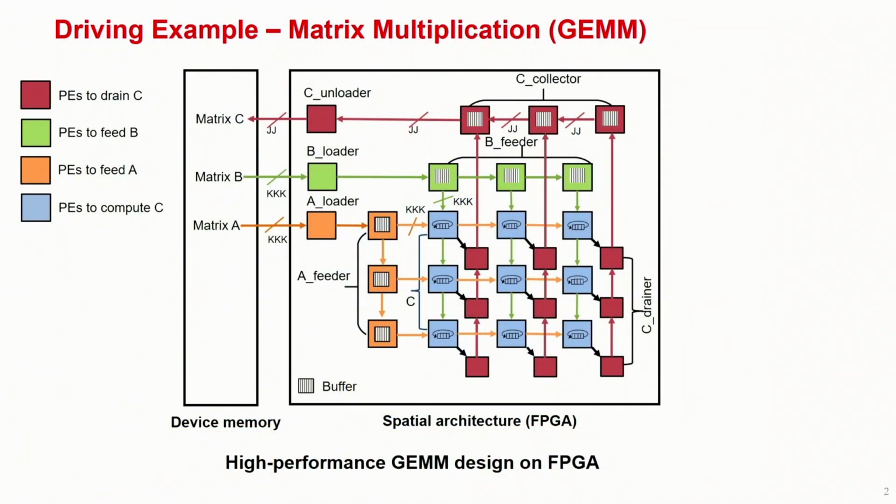However, there still exists a gap on how to map these tensor computations on different spatial architectures. Now, using a simple driving example of matrix multiplication, which is also known as GEMM, I will show why spatial programming for performance is hard. Here I'm showing a high-performance GEMM systolic array for FPGA.